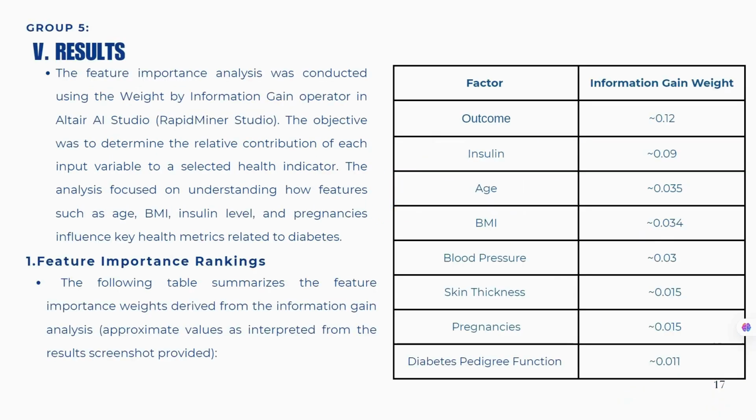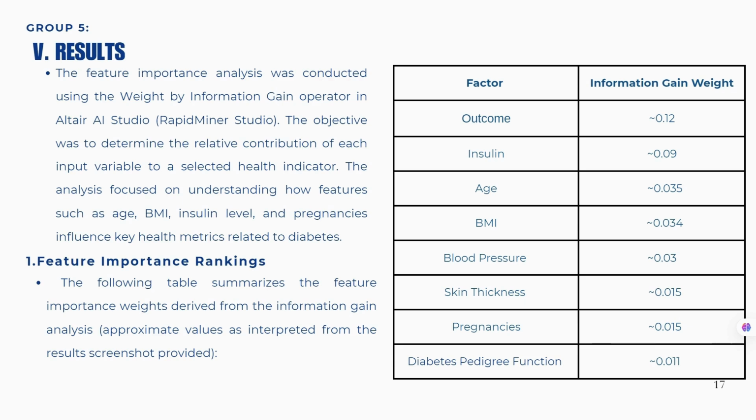So here are the results, as you can see, shown in a table. The feature importance analysis was conducted using the Weight by Information Gain operator in the AI Studio. The objective was to determine the relative contribution of each input variable to a selected health indicator. The analysis focuses on understanding how features such as age, BMI, insulin level, and pregnancies influence key health metrics related to diabetes. And we summarize that in this table.